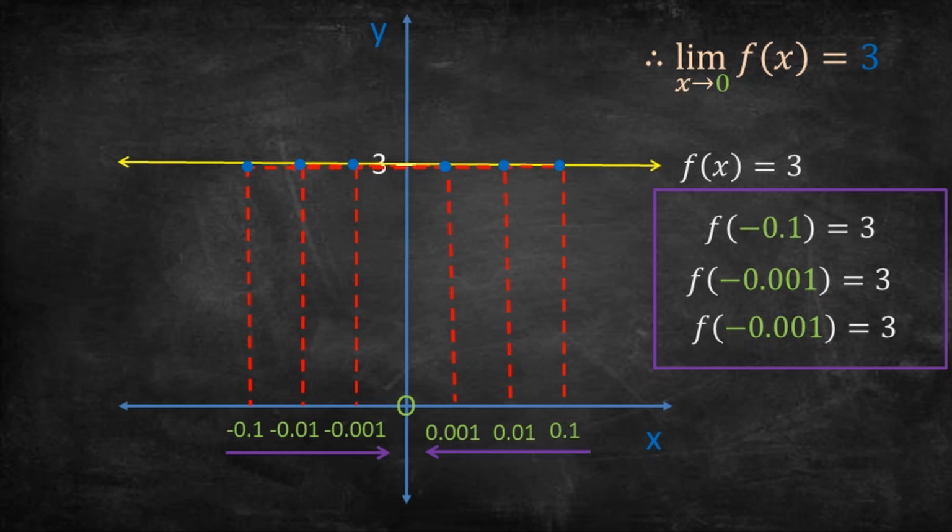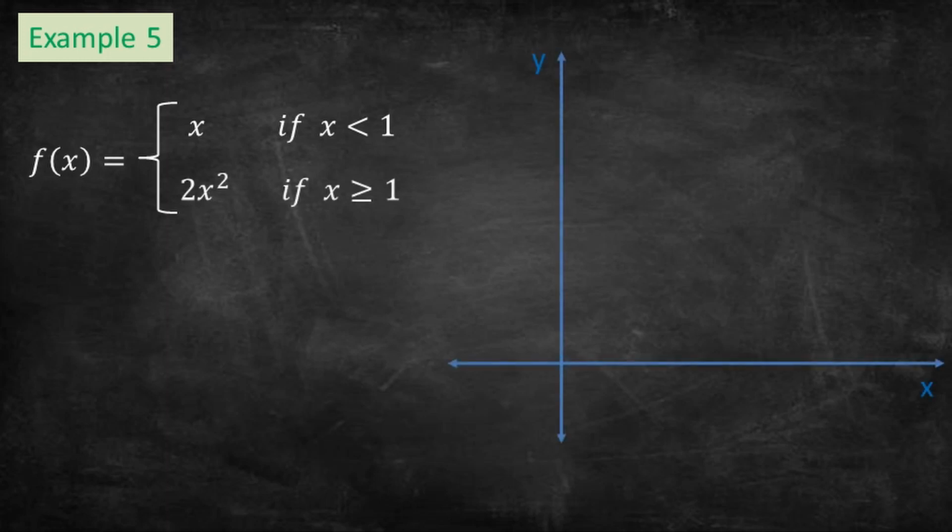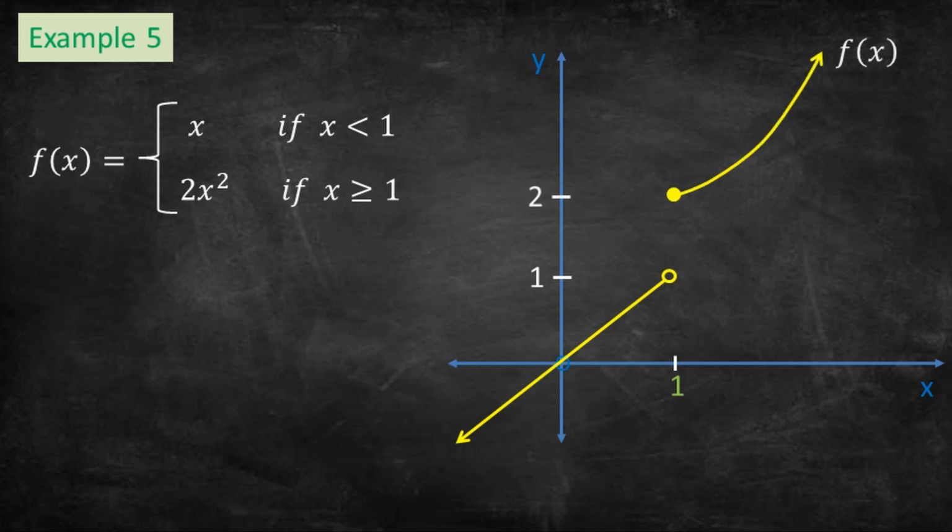Later on, when we take a closer look at the working definition of the limit, you will see that this is consistent with the working definition. Once again, we have a piecewise function in this example. F of x equals x if x is less than 1, but equals 2x squared if x is greater than or equal to 1. The graph of this function consists of two arms. The left-hand arm is a straight line graph that has a hole at x equal to 1. And the right-hand arm is a parabola, and it does exist at x equal to 1.